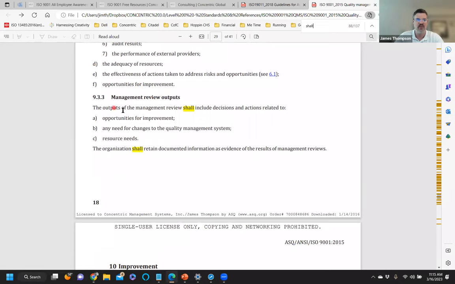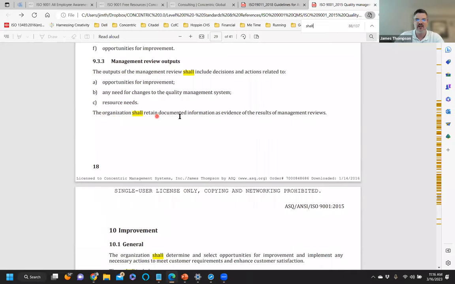So management review outputs. The outputs of management review shall include decisions and actions related to, and think about this, outputs. So I look at this as, okay, meeting adjourned. Now let's go on and actually take action on what we met about. So thinking about this as action items or homework, the outputs shall include decisions and actions related to opportunities for improvement, any changes needed to the QMS, and any resource needs. The organization shall retain documented information as evidence of the results of management review. Okay, so that's clause 9.